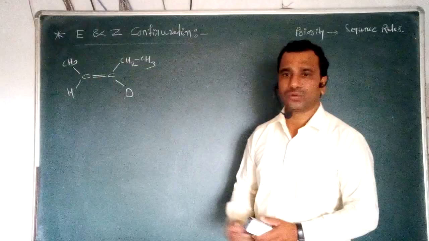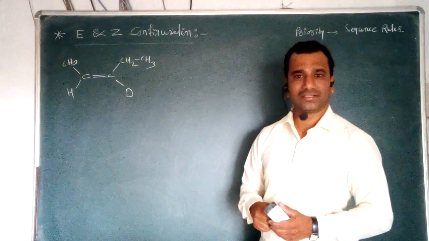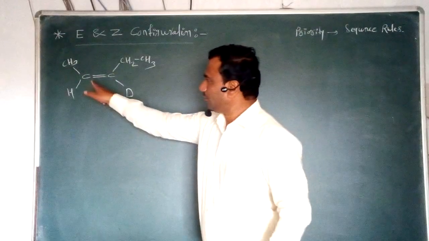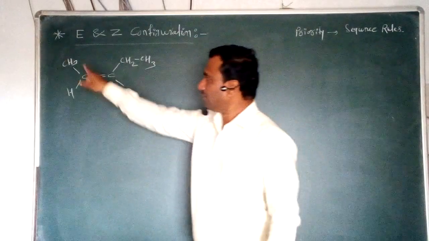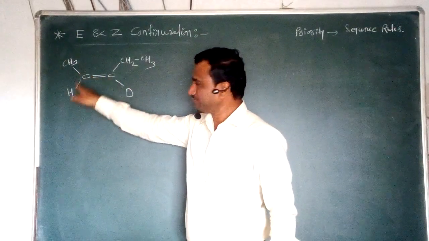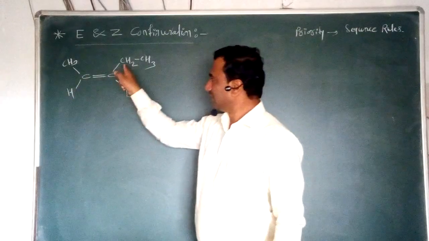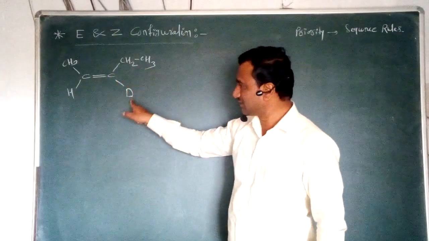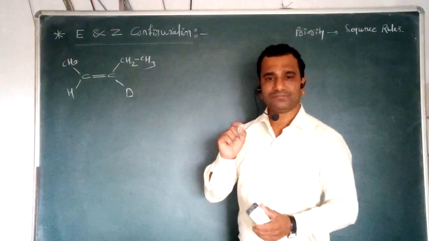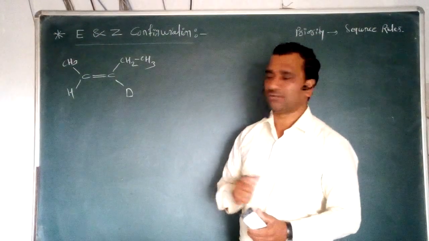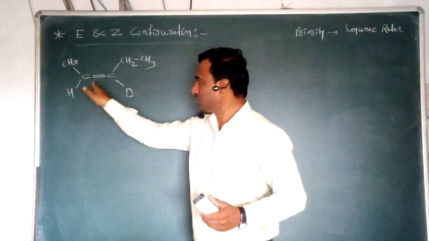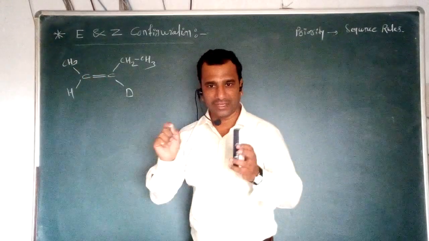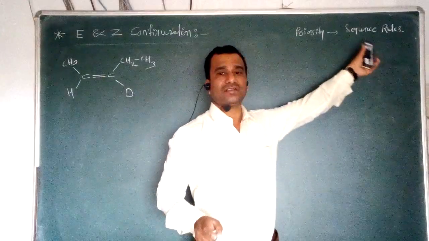Now if we look at this olefinic or alkene compound, what happens at both olefinic carbons? Four different atoms or groups are attached here. One group is CH3, one atom is H, the next is CH2CH3, and the next is deuterium. So our first job is to assign the priority to the atoms or groups attached to each olefinic carbon by using the sequence rules.